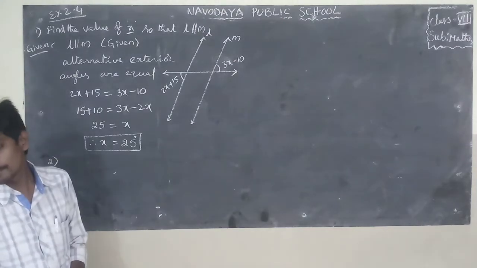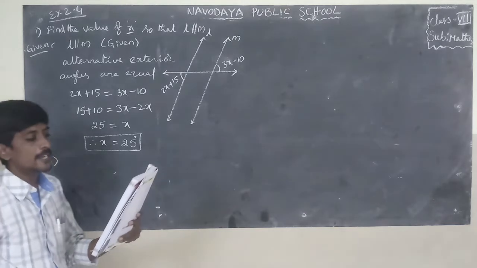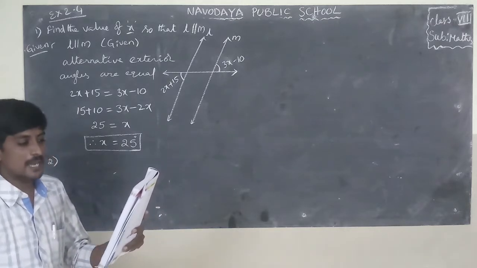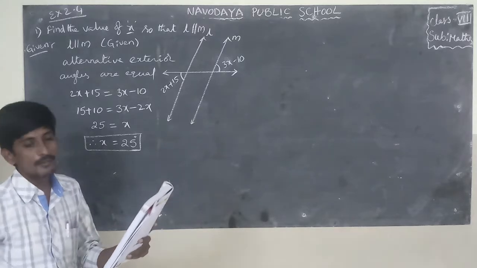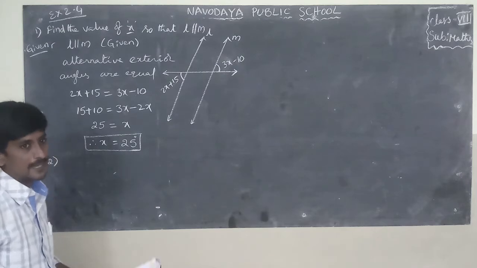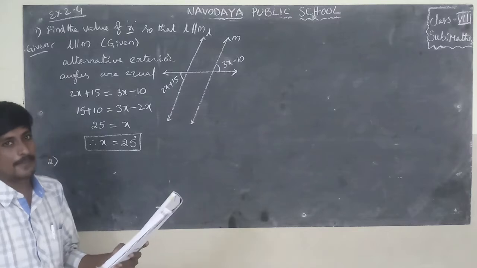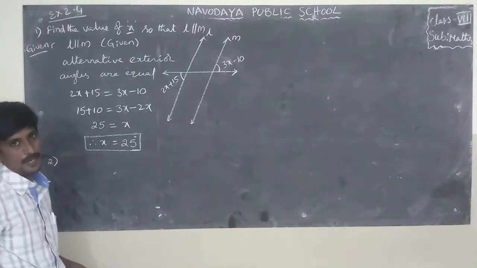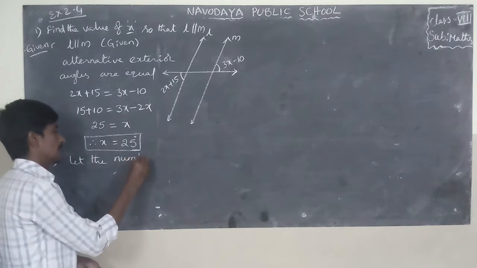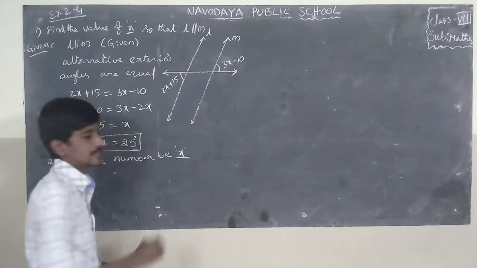What is the second sum? 8 times a number reduced by 10 is equal to the sum of 6 times the number and 4. Find the number. We don't know the number, but two conditions are given, and those two conditions are equal. So let the number be x.